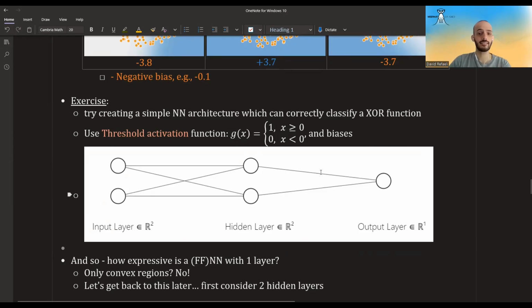And another hint is that this architecture is enough. You don't need anything more than this. Okay, so try to solve it and maybe post your answer in the comment section.